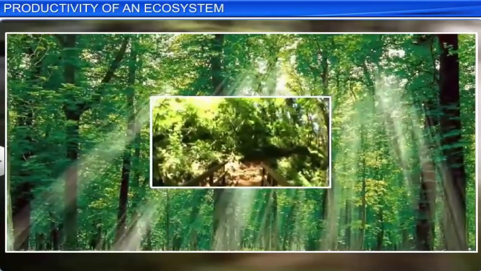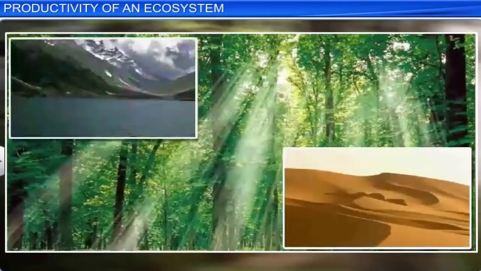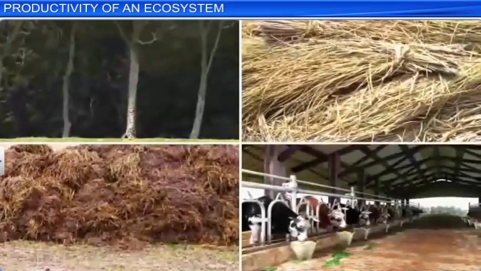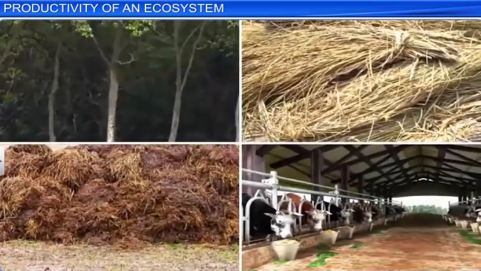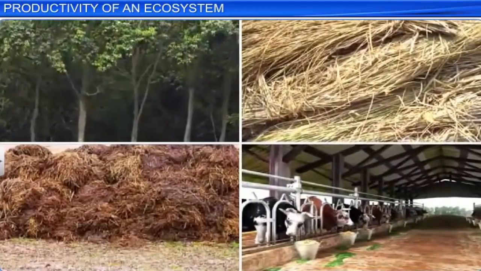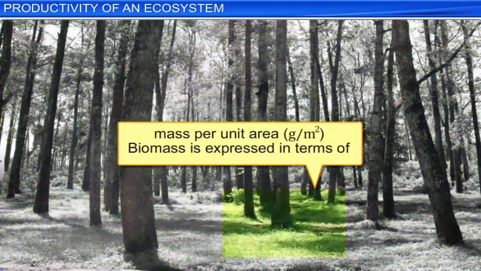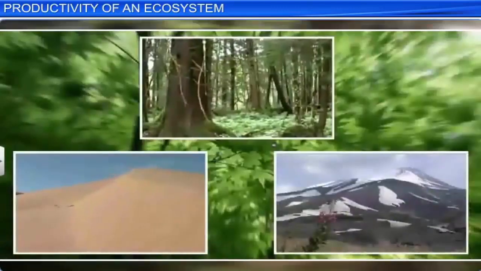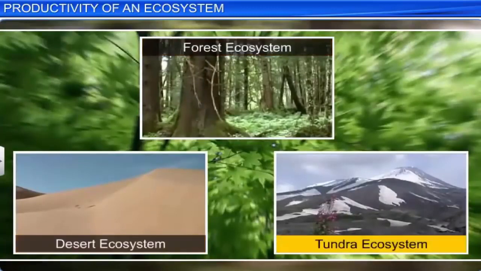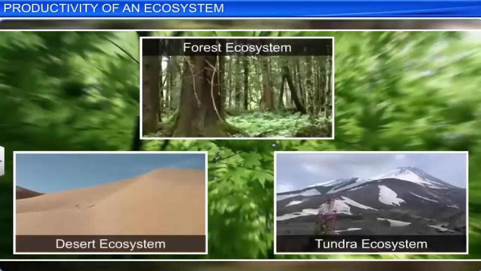The amount of biomass varies from one ecosystem to another. Biomass is the mass of living organisms or the organic matter in a unit area of an ecosystem at a given time. It is expressed in terms of mass per unit area, that is, gram per meter square. If we compare a forest, desert, or tundra ecosystem, we find that the biomass of the forest ecosystem is greater than the other two.